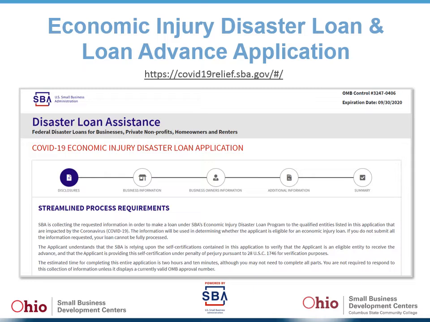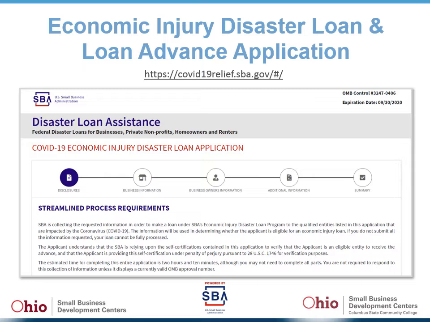This information here under the requirements does state that this will take you about 2 hours and 10 minutes to complete the application. If you have all your information available, so if you know what your gross receipts are and the other items that we'll talk about, I believe you can easily complete this application in about 20 to 30 minutes.